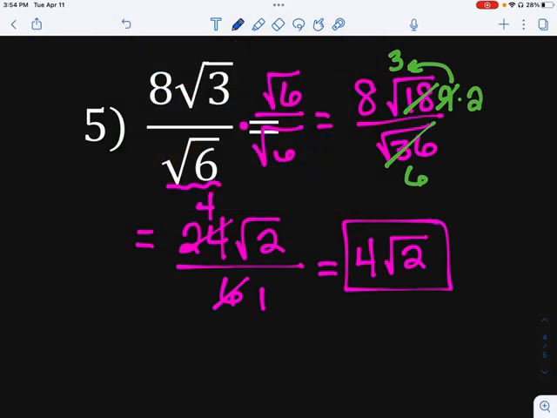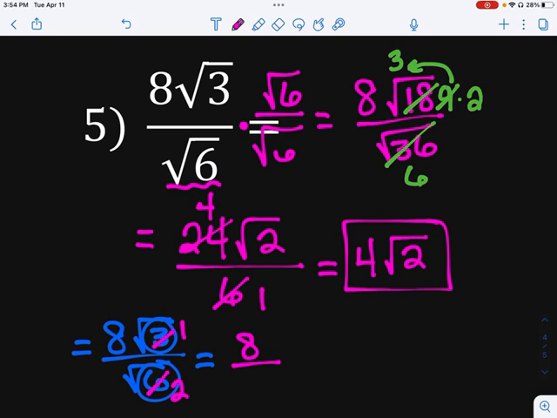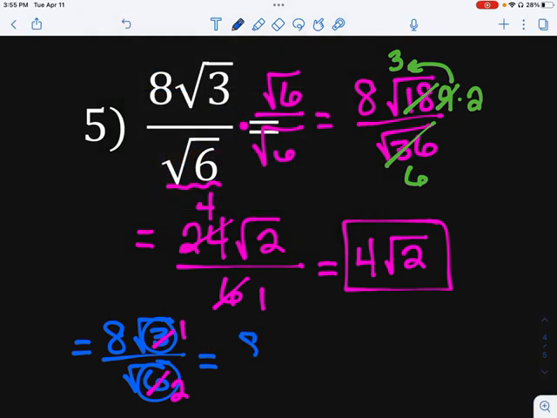Now, I want to show you a different way of doing the same thing. If you notice here, you have a 3 and a 6 both in the radicand. And 3 and 6 can simplify. So this 3 and the 6, 3 goes into 3 one time, 3 goes into 6 twice. So what I could do is rewrite this to say 8 over, sorry, the color changed on me, 8 over the square root of 2.